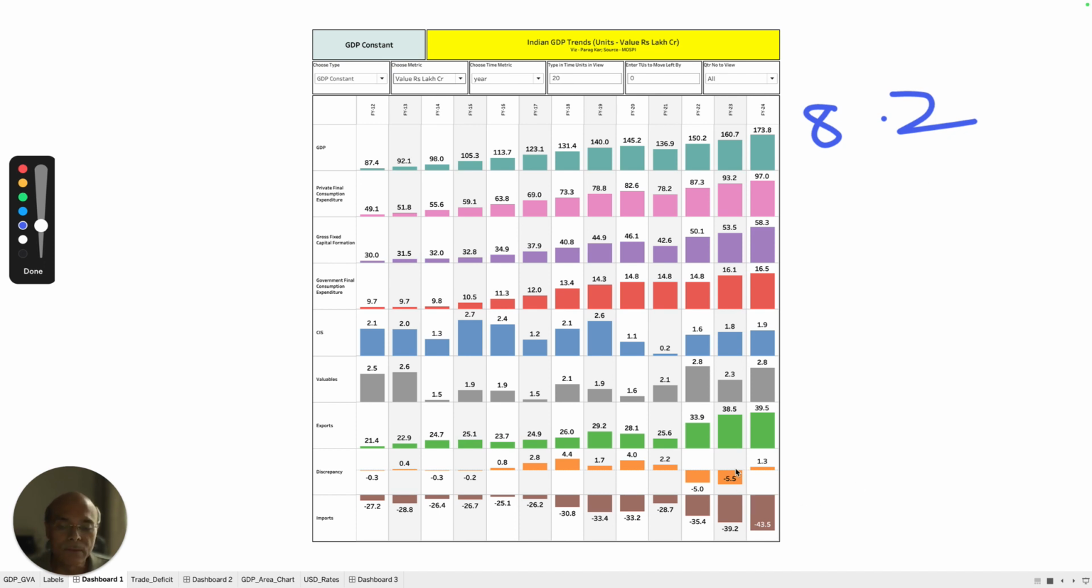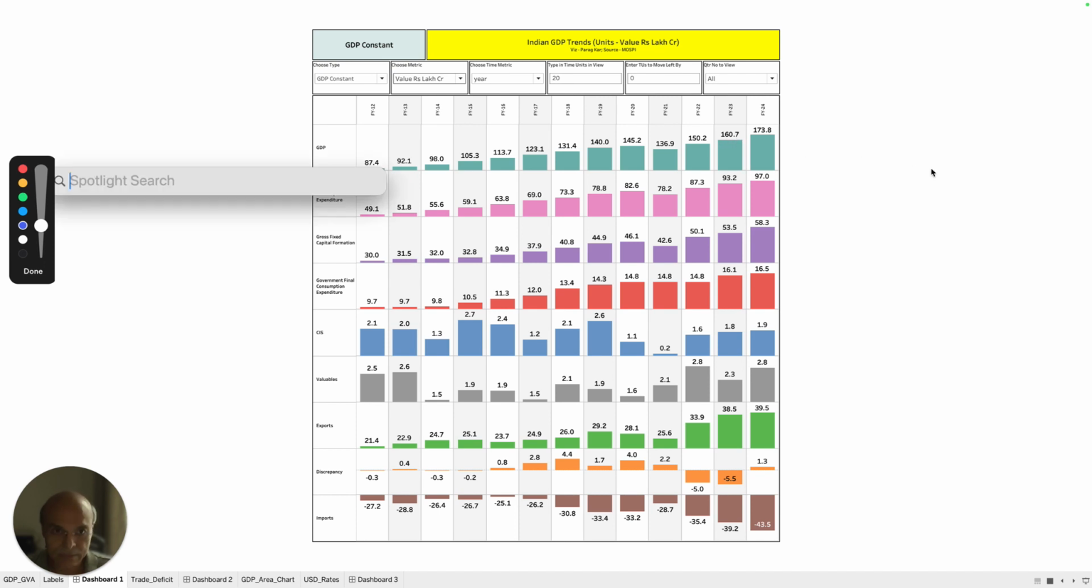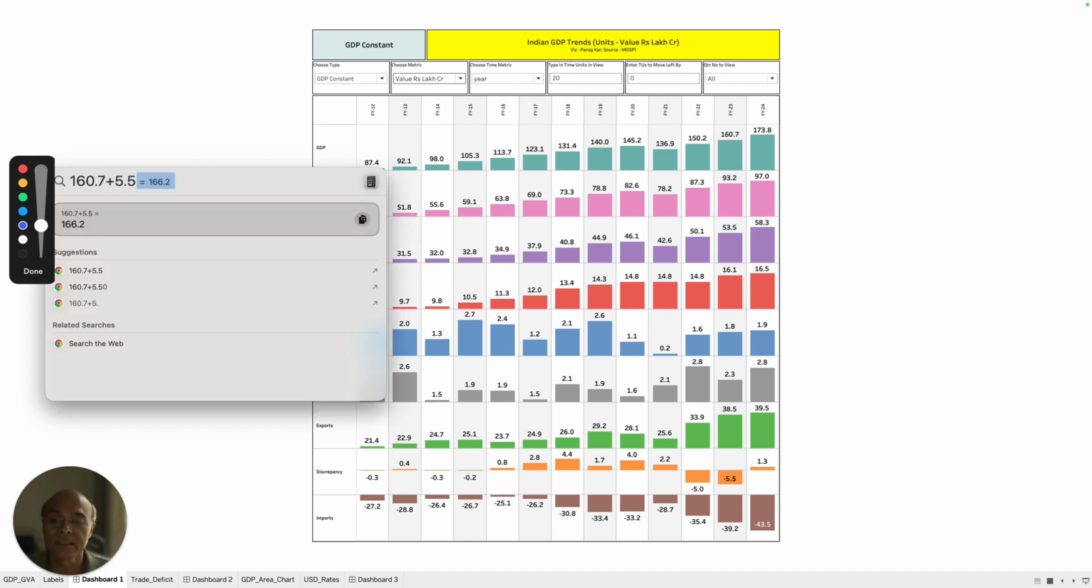Why? Because if you look at the discrepancy number of last year, it was minus 5.5 lakh crores, which means that this base, which is 160.7 lakh crores, has been pulled down by 5.5 lakh crores. Normally it would have been 160.7 plus 5.5 lakh crores. So imagine if this number was not minus 5.5 lakh crores, then this level should have been what? 160.7. Let me just pull out my calculator, 160.7 plus how much? 5.5 lakh crore, which is 166.2.